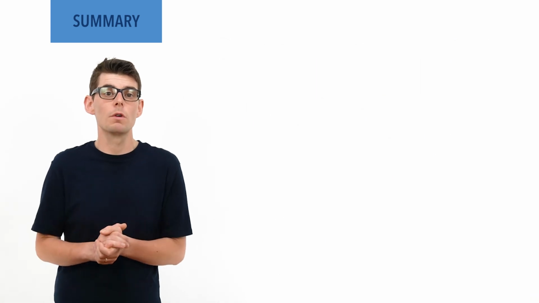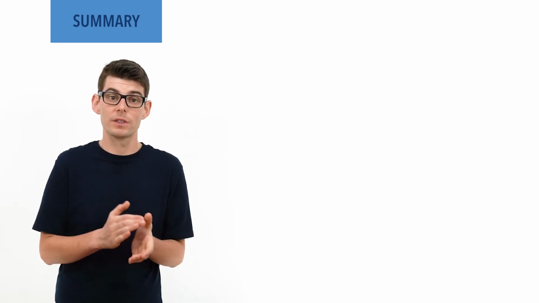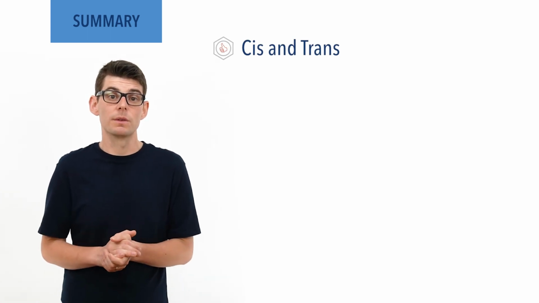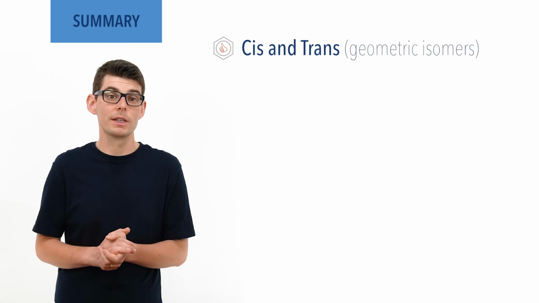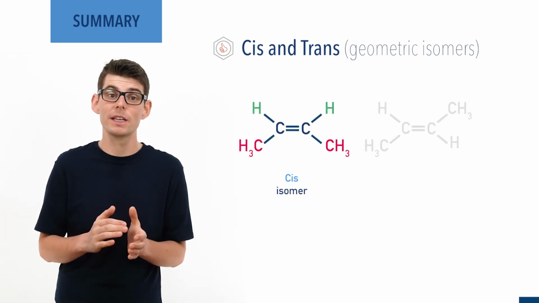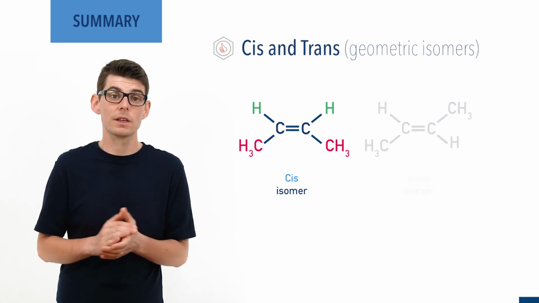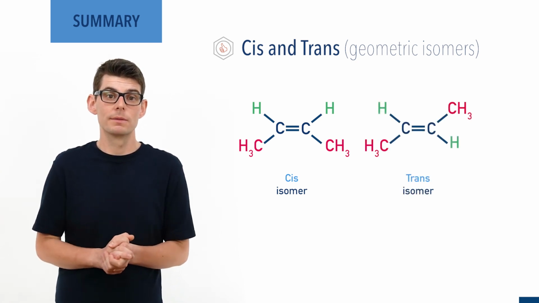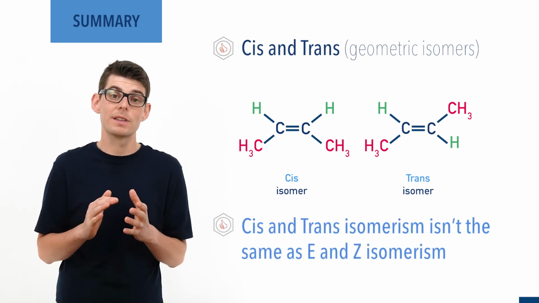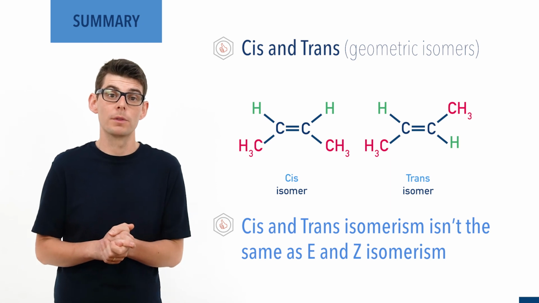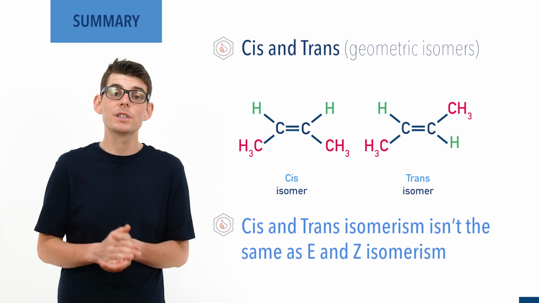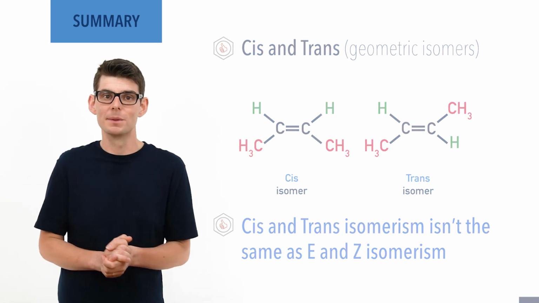If two of the groups bonded to each carbon in a double bond are the same, cis and trans is used to name the isomers. These isomers are sometimes referred to as geometric isomers. In cis isomers, both groups are on the same side of the double bond, whereas in trans isomers, they are on opposite sides. It is really important to remember that cis and trans isomerism only applies to alkenes where two of the groups bonded to each carbon from the double bond are the same. If they are different, E and Z notation must be used.